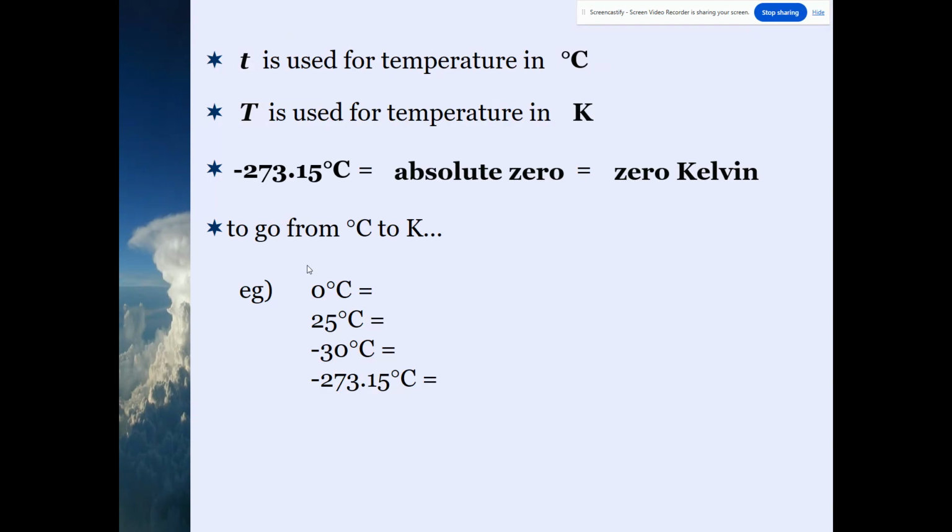So in order to convert from degrees Celsius to Kelvin, it's actually a little bit easier than doing our pressure conversions. All you need to do is add 273.15, okay? So for example, if you have 0 degrees Celsius, which is our standard temperature, you would add 273.15 and get 273.15 Kelvin. 25 degrees Celsius, which is room temperature, again, add 273.15, we get 298.